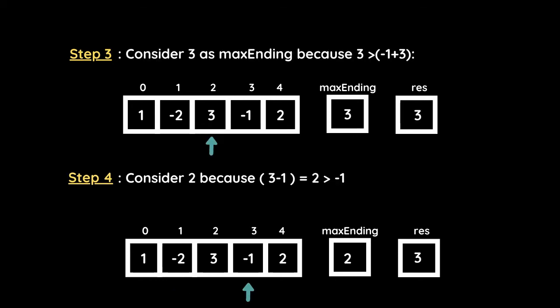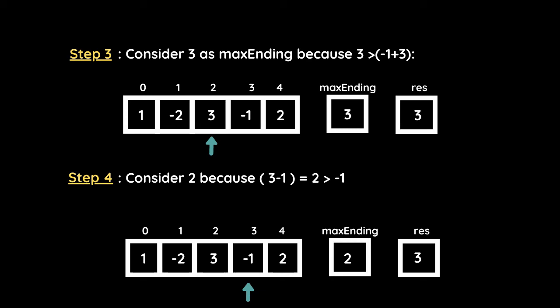In the next step, we move to the next element of the array, which is 3. Here again we have 2 choices: either we take 3 or we take 3 plus -1, which means 3 or 2. As you can see, 3 is greater. That is why we will take max ending as 3. And then our result will also be updated with 3 because 3 is greater than 1.